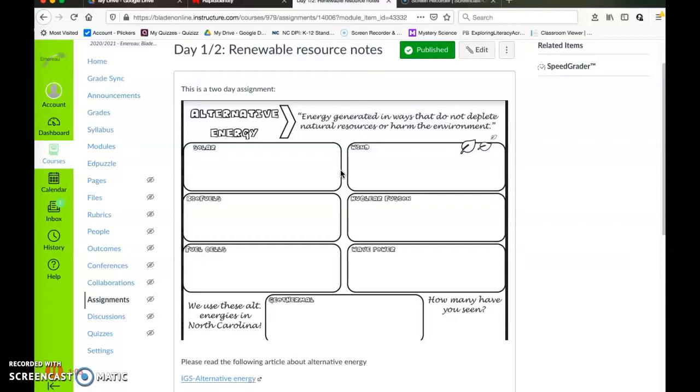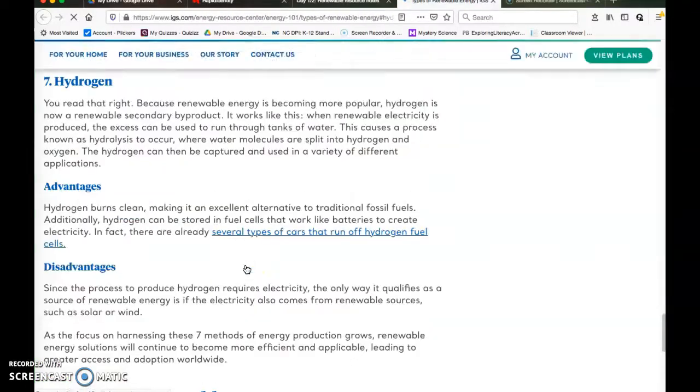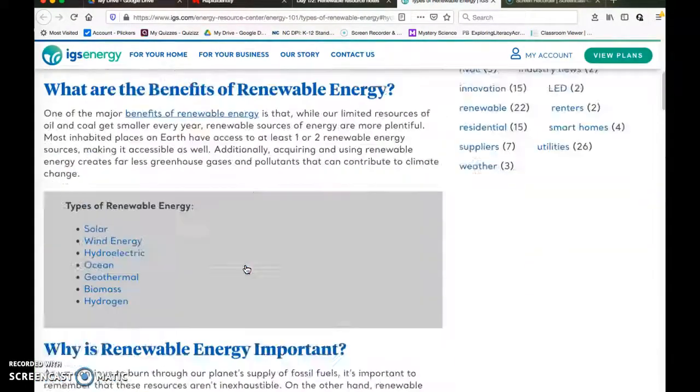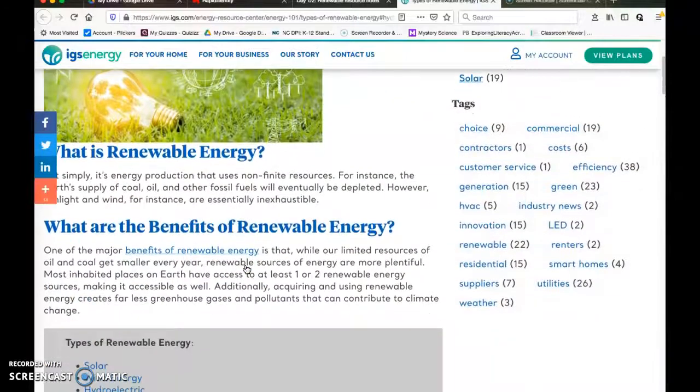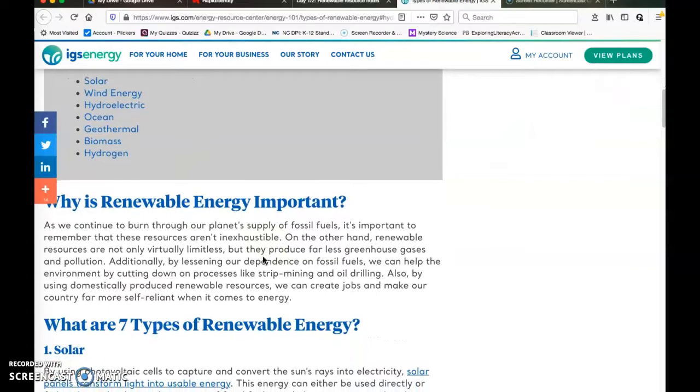Today and tomorrow, you're going to be researching each of these 7 different types of energy. You're going to put your answers and your research into this chart right here. I'll show you how we're going to do that research. I've got an article right here for you to read. It's got each of the energy sources in here. You're going to read this article and look at all 7 types of energy resources.